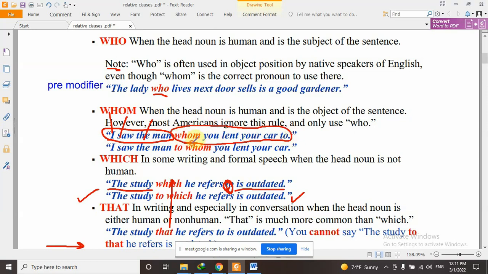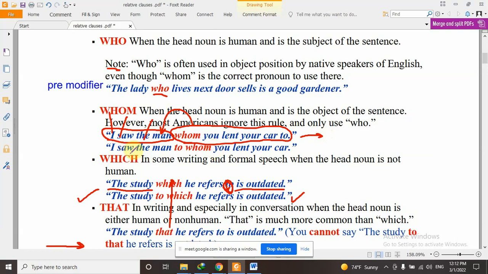Who you lent your card to هذه relative adjectival clause related to the man which is the object. هسه هنا ممكن أنا شو أقول بالأمريكان؟ ممكن أنا أقول I saw the man who you lent your car to. Okay, it is correct. طيب أكو طريقة ثانية من أستخدم الهوم أحكي هاي الجملة بيها. What is the other way?